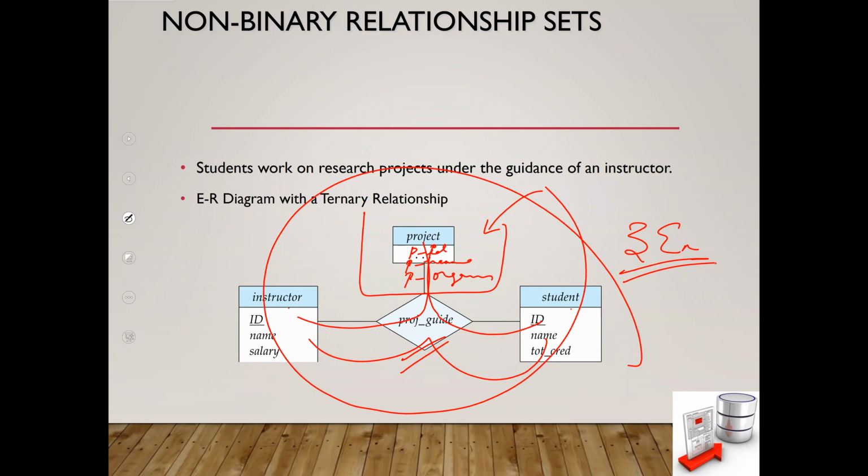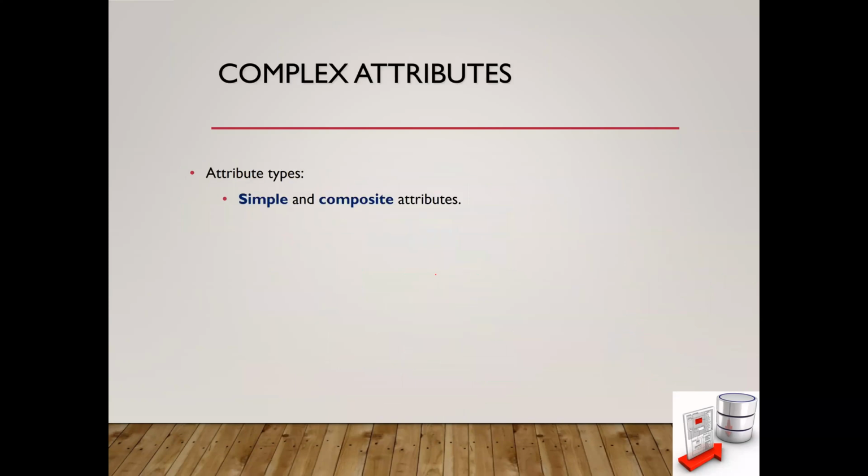You say it is non-binary. Because it is 3, you call it by the name ternary relationship. For example, students work on research projects under the guidance of an instructor. So relationships where you have 3 entities coming in, you call them a ternary relationship.